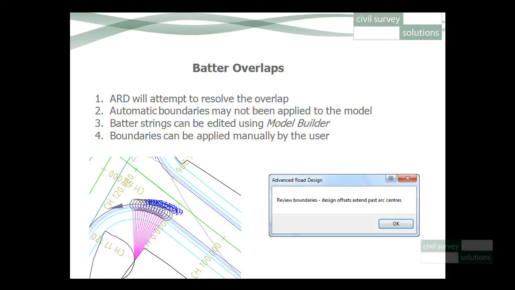One of the most common technical support requests we receive is related to batter overlaps. When this happens, you will receive a message reporting overlap issues. Your automatic boundary for your model may not have been applied, so your model doesn't look nice and clean. If you're outputting a Civil 3D surface, the software will create circles with numbers representing the location of these overlaps. Now, although these messages may appear, in a lot of cases, ARD has actually resolved the overlap issue.